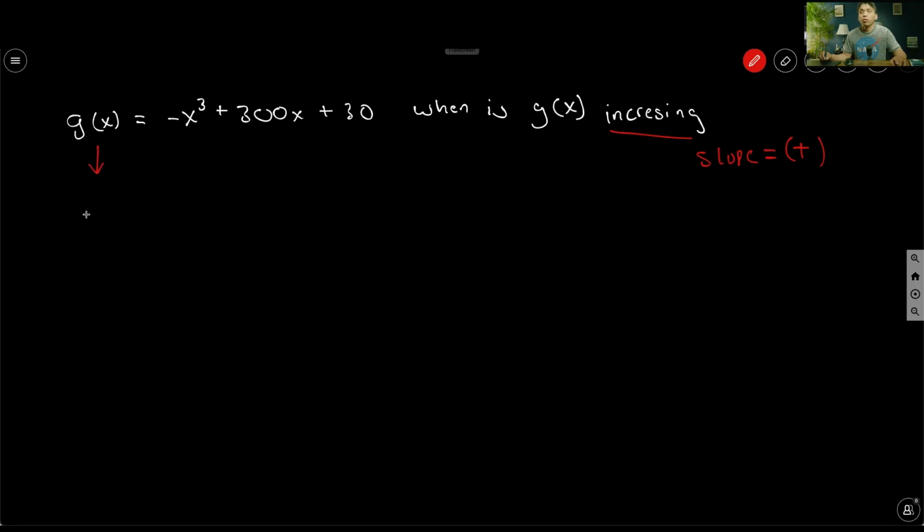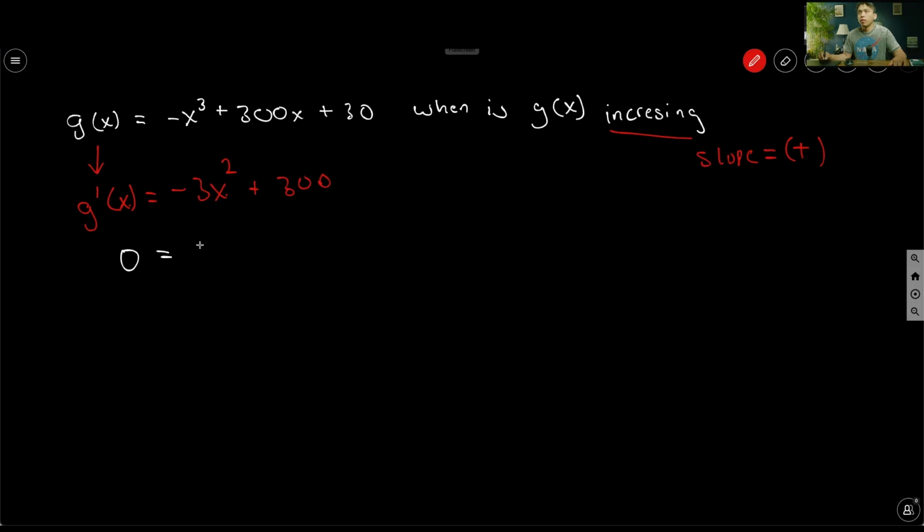So then we have g prime of x is equal to negative 3x squared, bring the power down, subtract the power by 1, plus the derivative of 300x is just 300. And then the 30 goes away because it's a constant. Before we can figure out when it's increasing and decreasing, we need to figure out when it's doing neither, or exactly at 0. So we first set this equation equal to 0.